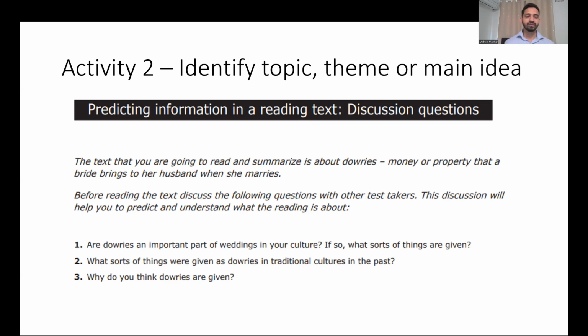So the things that I want you to understand here, the questions that I want you to think about are: are dowries an important part of weddings in your culture? If so, what sort of things are given? What sort of things were given as dowries in traditional culture in the past? And why do you think dowries are given? Okay, so all of these questions you can see are related to dowry, and that's our topic.